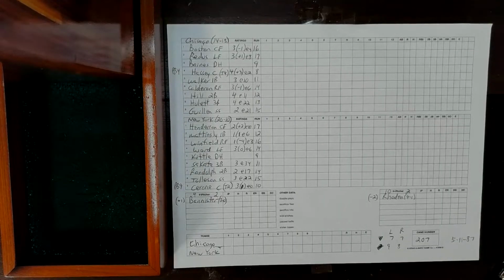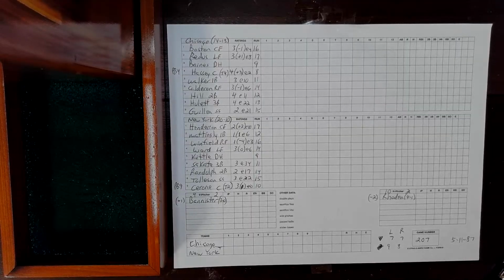Strat-O-Matic Super Advanced. This is the nightcap of the day-night doubleheader. First game, the Orioles were at home against the Twins. I won't spoil that in case you haven't seen it yet, but that was played at lunchtime this afternoon. Tonight, we're at Yankee Stadium. It'll be Rick Rhoden and the New York Yankees against Floyd Bannister and the Chicago White Sox.